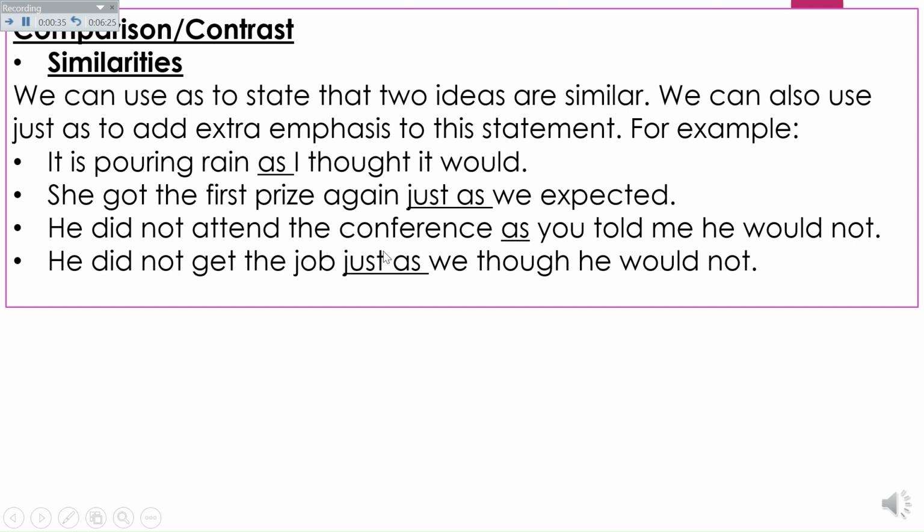He did not attend the conference as you told me he would not. So it says two ideas are similar. He did not get the job just as we thought he would not. That we knew already that he won't be able to get the job. So it's putting more emphasis. So let's see now.